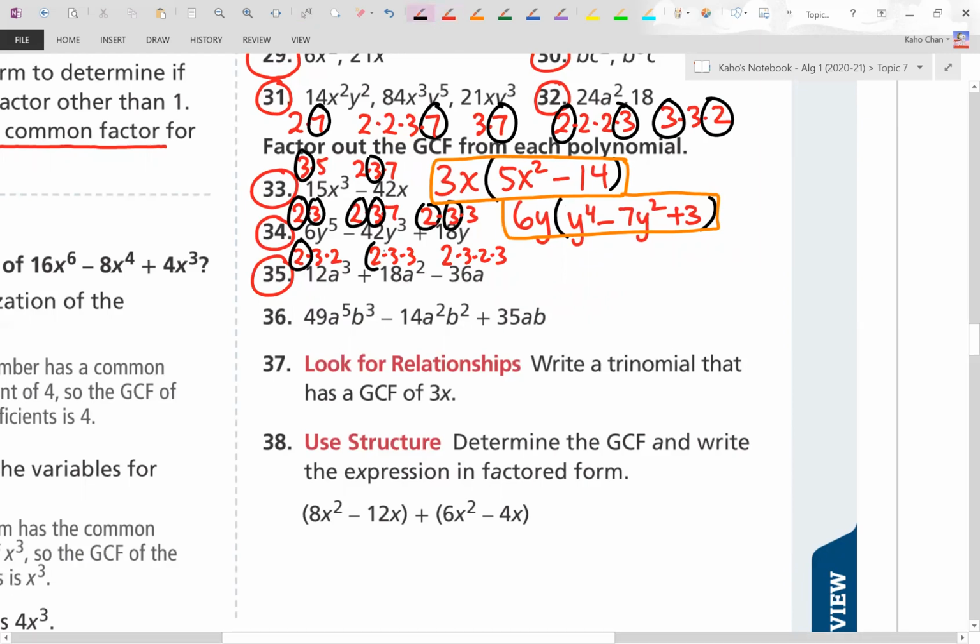So we have a 2 and a 3, and that's it. Nothing else is in common. That's my GCF, 6. Any variables here? Let's take a look here. A's, yeah, we have a single A, very nice.